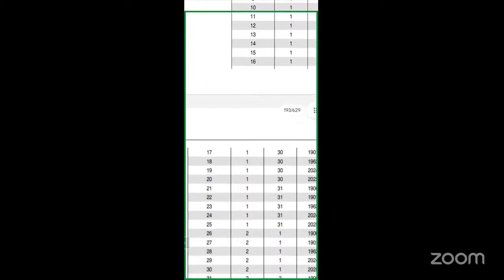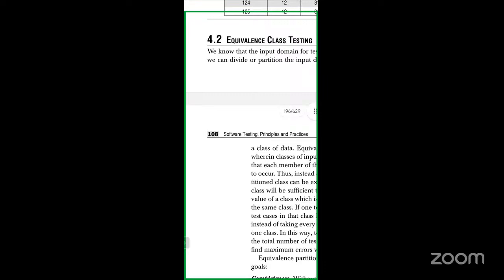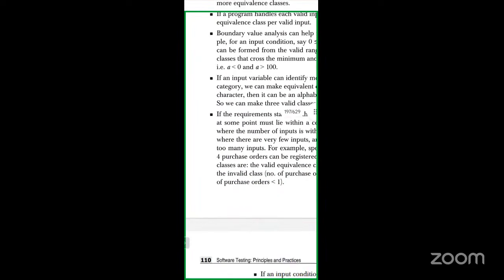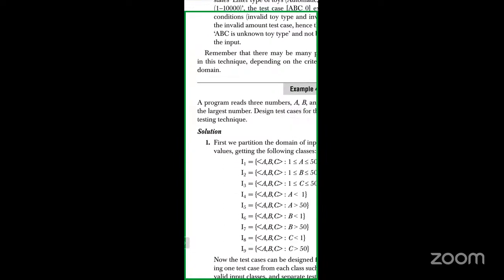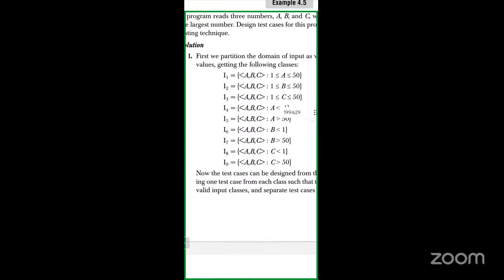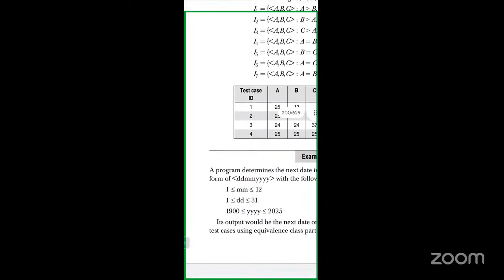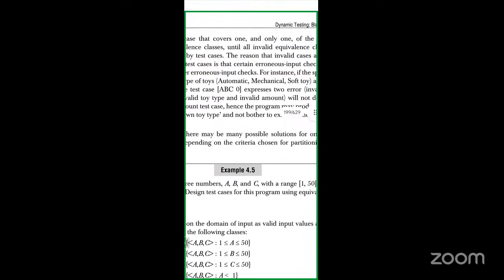Multiple problems are given in the textbook. You can go through all those problems. Then we have equivalence class testing. In equivalence class testing also the same question is given. We need to divide all these things into equal parts, and then we have to go for the tabular format. So that is there in the equivalence part, and that is how you have to go for the calculation part.